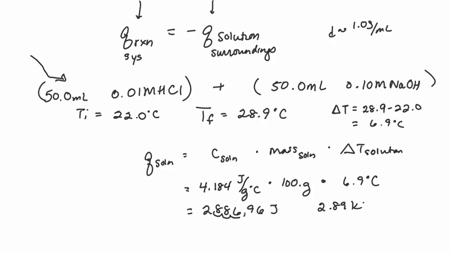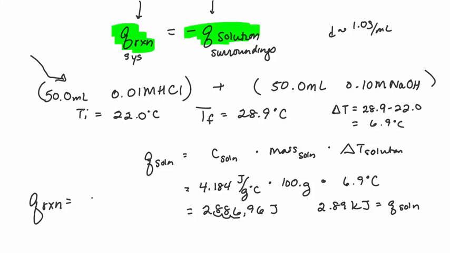But remember, the heat of the reaction is going to be the negative heat of the solution. So the Q of my reaction is going to be the negative heat of the solution. So the negative number indicates that this is an exothermic reaction. It gives off heat.